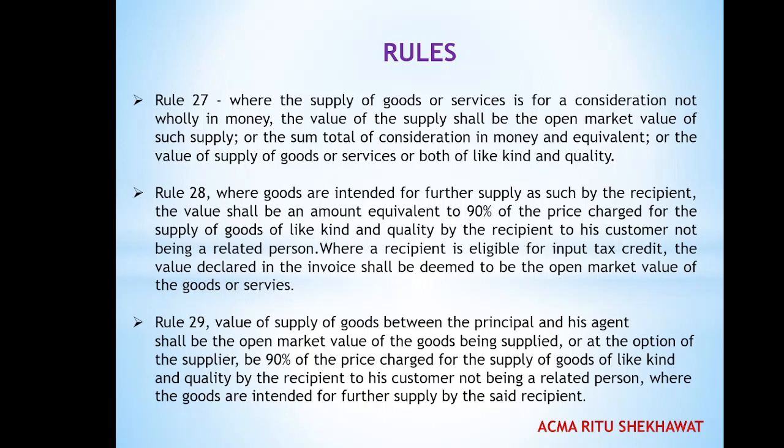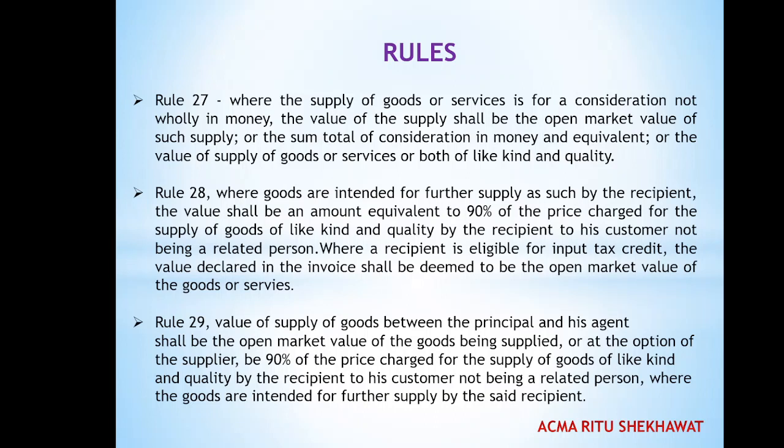Further, rule 29, value of supply of goods between the principal and his agent shall be the open market value of the goods being supplied, or at the option of the supplier, 90% of the price charged for the supply of goods of like kind and quality by the recipient to his customer, not being a related person, where the goods are intended for further supply by the said agent. So for further supply, rule 29 will be at his or her will. You can declare at 90% instead of going for open market value.